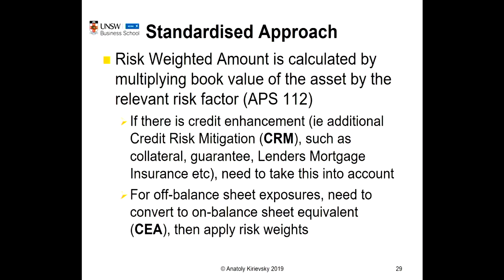The standardized approach is what we covered last week briefly. So the standardized approach is the basis for the Basel framework. Ultimately, you take the book value of the asset and multiply it by the risk weight. If there is a credit enhancement, so anything to do with credit risk mitigation, such as collateral, guarantee, or lender's mortgage insurance, then that might reduce the amount of credit risk. And off-balance sheet items need to be converted using the on-balance sheet equivalent.